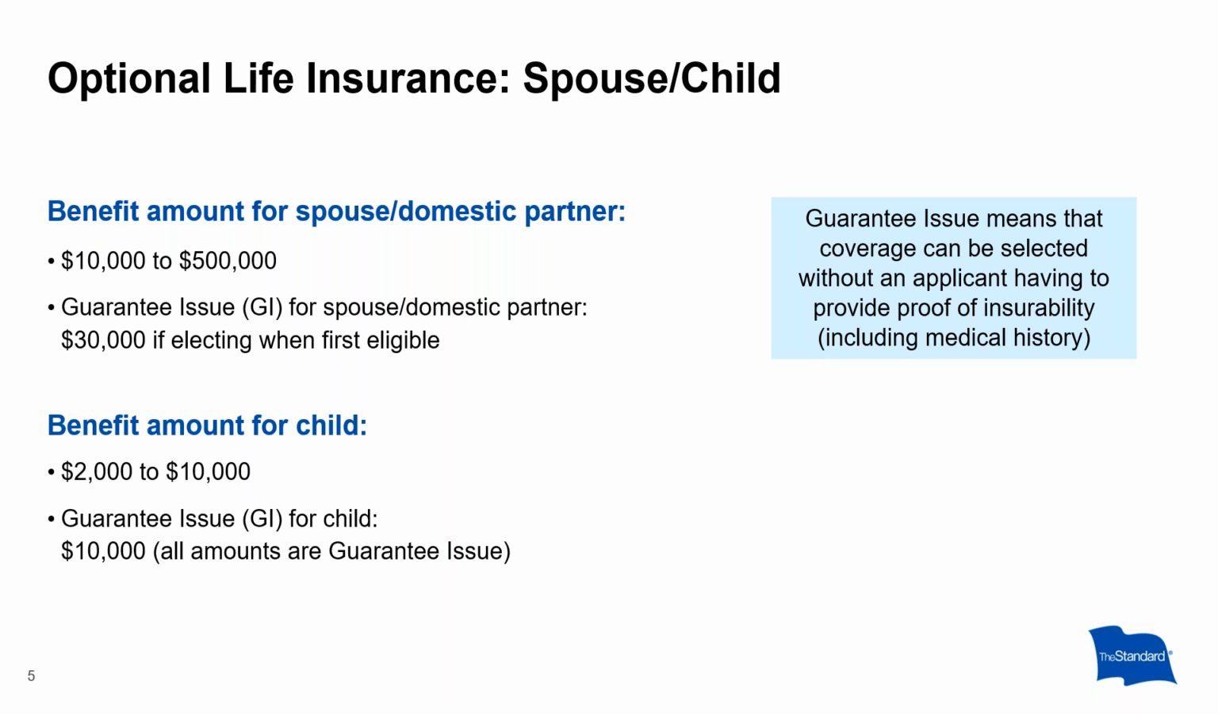If you want to elect spouse coverage this annual enrollment and you had not elected it previously but were eligible to do it, you can elect it during this annual enrollment, but again, it's going to require proof of insurability. For the child amount, there are increments of $2,000 up to $10,000 that you can elect during annual enrollment, and that's all offered at guarantee issue. No proof of insurability is required for that.